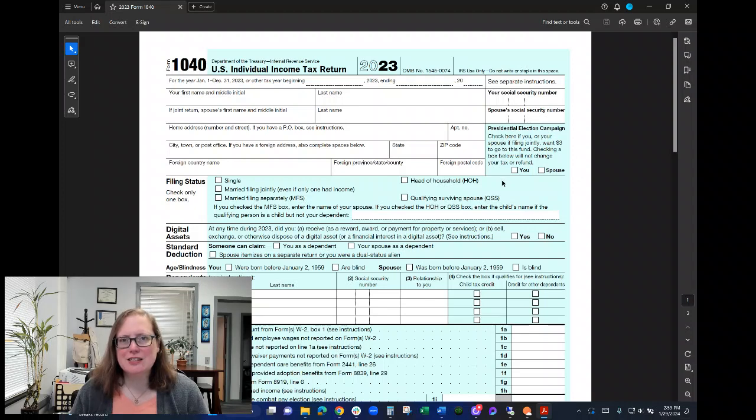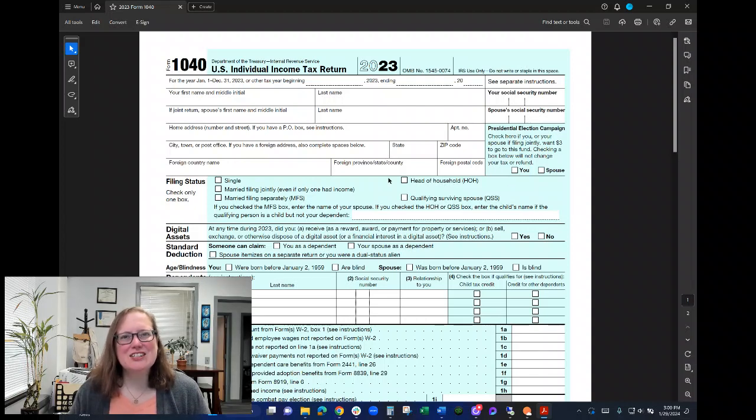It also asks this interesting question about the Presidential Election Campaign Fund. This does not cost you more money. It just says, hey, I'm paying tax and I would like $3 of my taxes that I have already paid to go to the Presidential Election Fund instead of the general tax fund. Those funds are supposed to help fund presidential campaigns evenly. So there's that. Like I said, it doesn't cost you any more to check the box. There's no red flag against you if you don't check the box. But that's an interesting question.